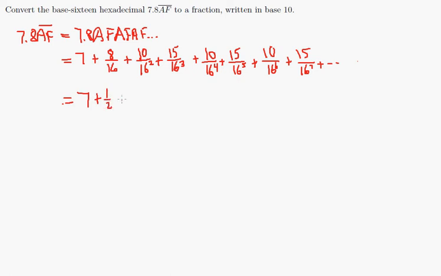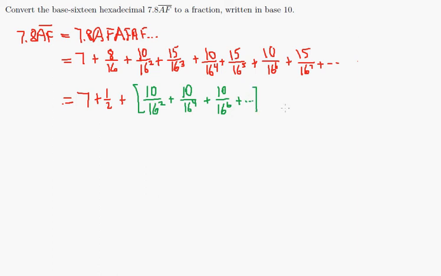And now let me regroup this. First I've got a group of terms, I'm going to do this in green, where I have the numerators of 10: 10 over 16 squared, then 10 over 16 to the fourth, and then 10 over 16 to the sixth, and so on.